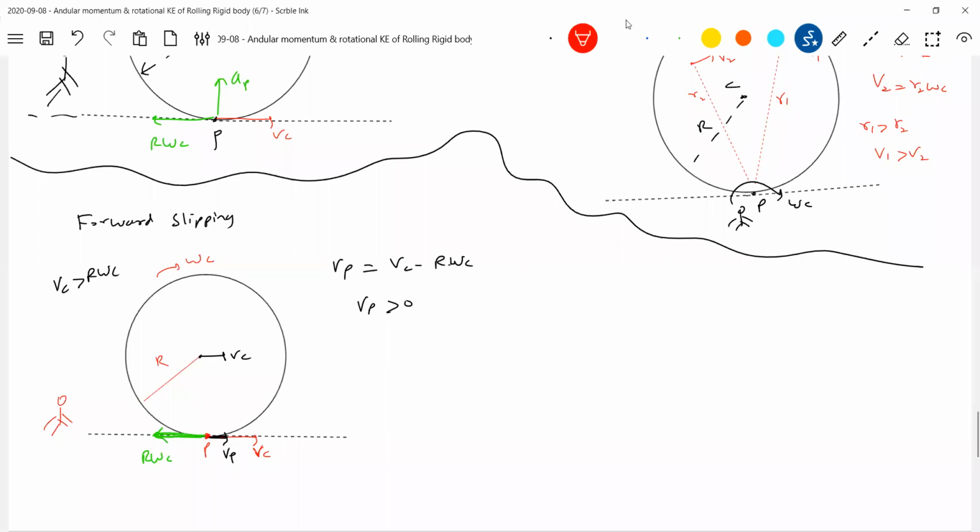VC minus R omega C. I'll draw a little bit bigger. I think you know the vector idea. VC minus R omega C will give VP. So it is like this. This is VC.